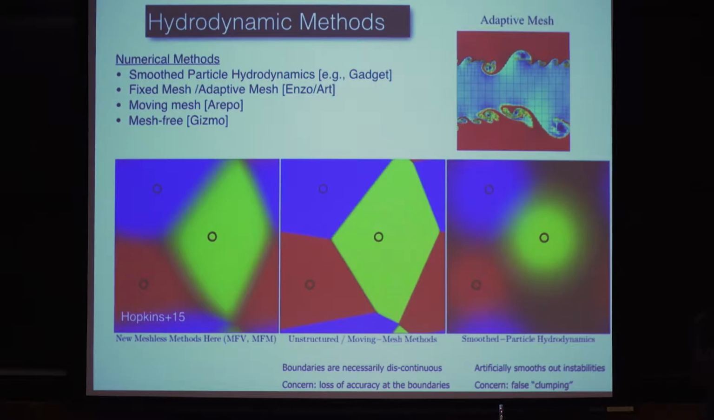You can have the other problem with grid codes because by definition you have discontinuities at the boundaries of the grids. So then you can lose accuracy at the boundaries. And so these meshless formulations are trying to do both at the same time.